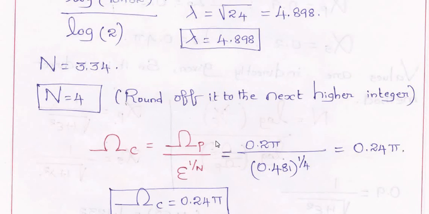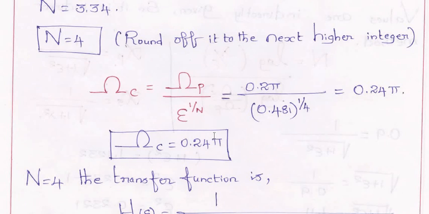Then Ωc is equal to Ωp divided by ε, the whole power 1 by n. n is equal to 4, you already know. Epsilon is equal to 0.481. Then you already calculated the value of Ωp, 0.2π. You have to substitute all these values in this Ωc formula, then you get the value of 0.24π.